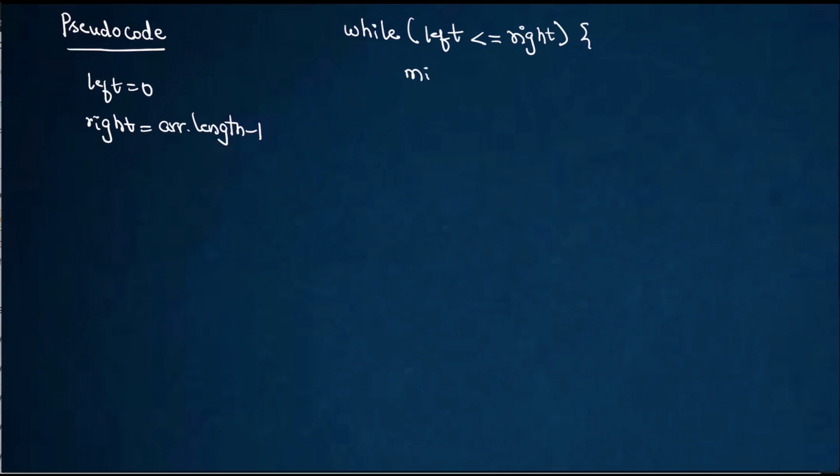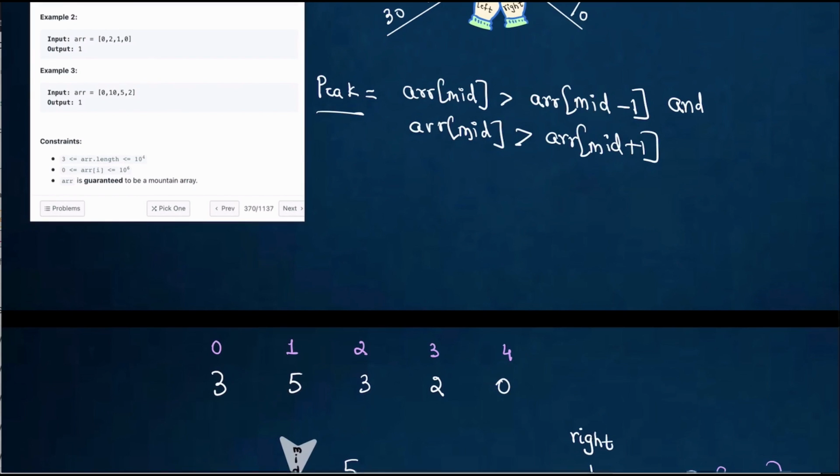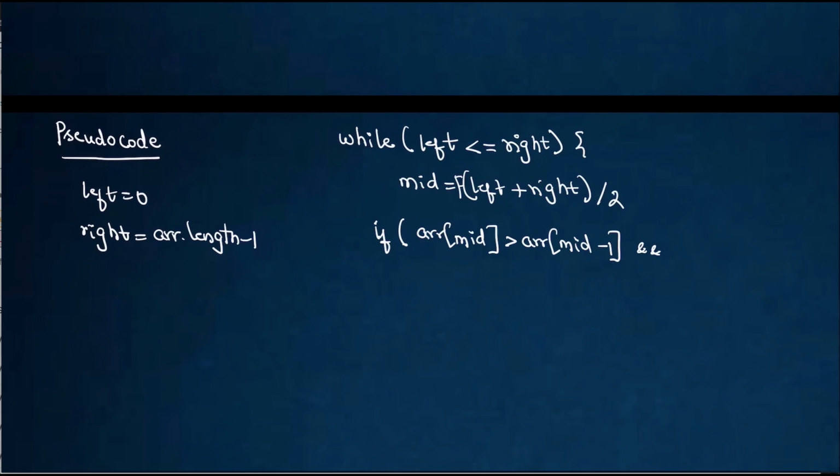And let's first find the midpoint here. Mid is equal to left plus right divided by 2 and this would be the floor value here. So I'll first check if our mid element is the peak. And how do I do that? I'll take this condition here, if array of mid greater than array of mid minus 1 and array of mid is also greater than array of mid plus 1. In this case, I'll return mid, meaning we found the peak at this mid.